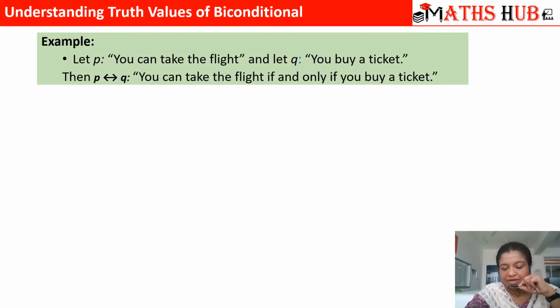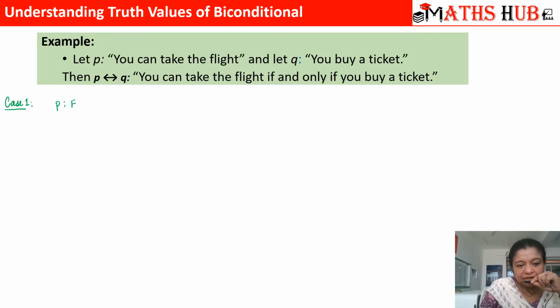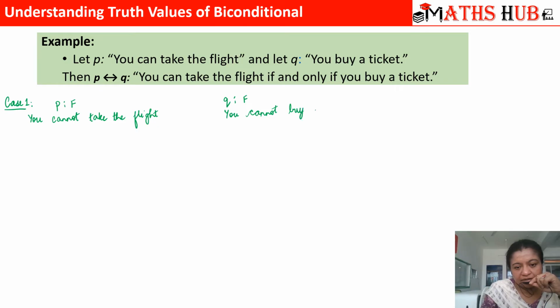Now let us understand the truth values with the same example. The first proposition is you can take the flight and the second is you buy a ticket. The argument is you can take the flight if and only if you buy a ticket. Case number one: P is false and Q is also false. That means you cannot take the flight, and you cannot buy a ticket.